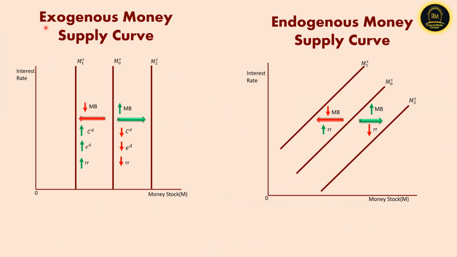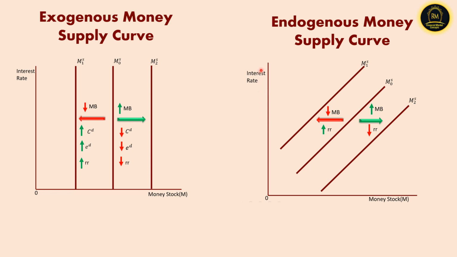Let's have a comparative study of exogenous and endogenous money supply curves. The exogenous money supply curve is a vertical straight line, whereas the endogenous money supply curve is an upward sloping curve with respect to the interest rate. Why? Because in the exogenous money supply curve, economists believe that the currency to deposit ratio of the public and the desired excess reserve ratio of the commercial bank is independent of the rate of interest. Whereas in the endogenous money supply curve, economists believe that the currency to deposit ratio of the public and the desire to hold excess reserve is a function of the rate of interest.